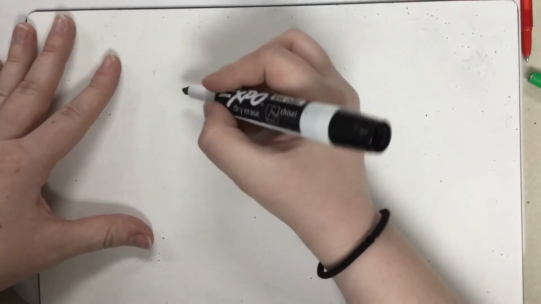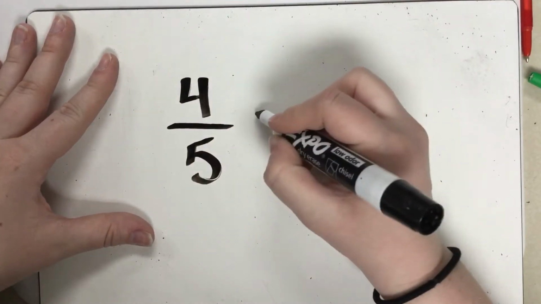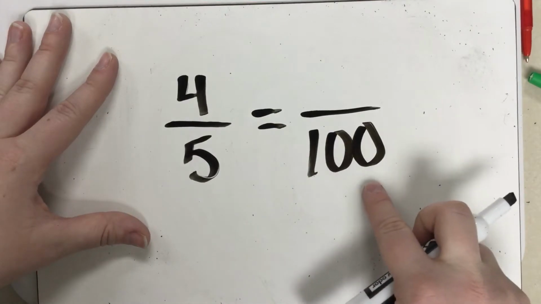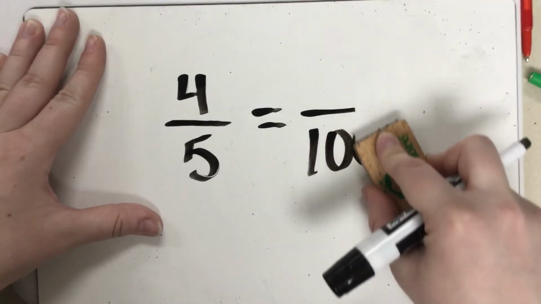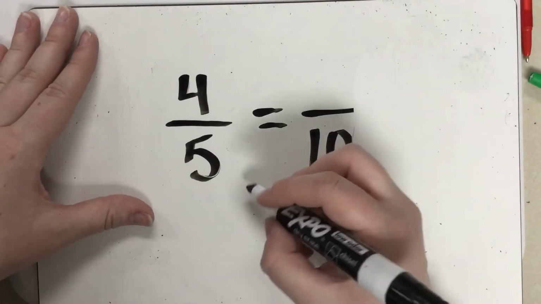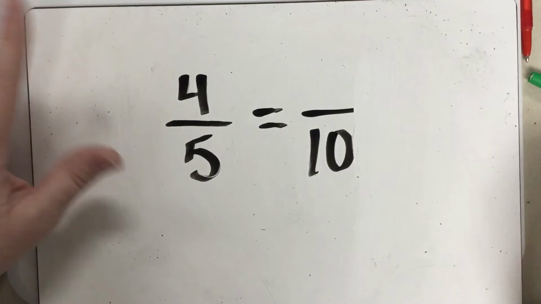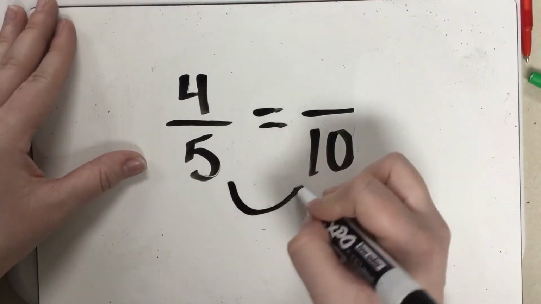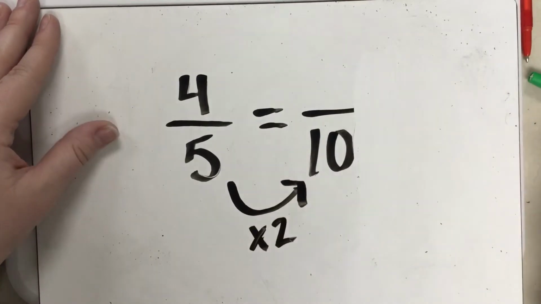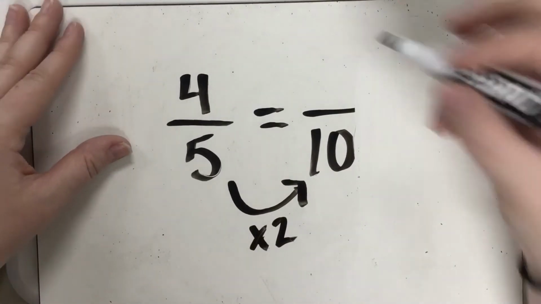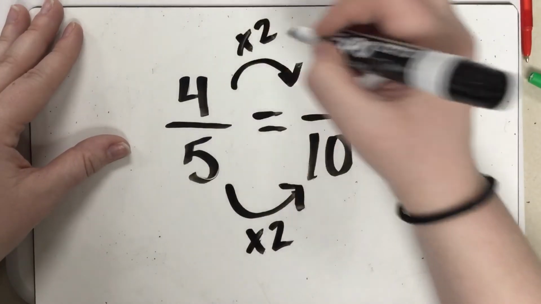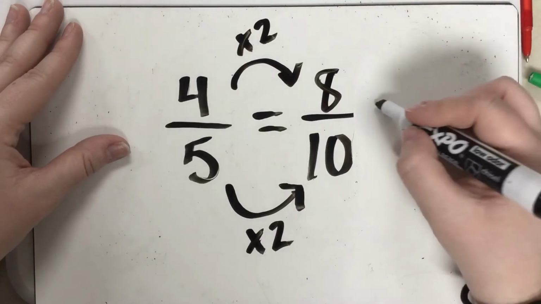What about something like 4/5? Again, I'm trying to get it to 100. If it's easier for me to try to get to 10 first, I could do that. It seems a lot easier for me to get 5 to 10 before I go straight to 100. So 5 to 10, what do I need to multiply it by? 2. 5 times 2 is 10. Whatever you do to the bottom, you do to the top. 4 times 2 is 8.